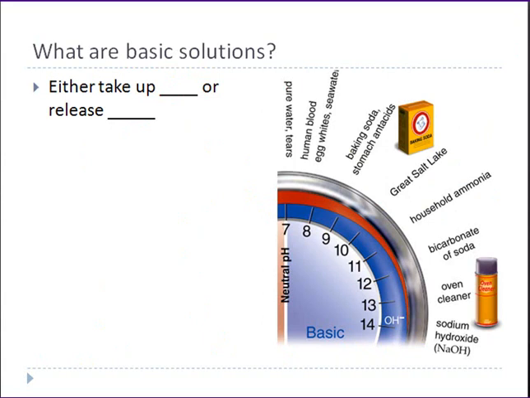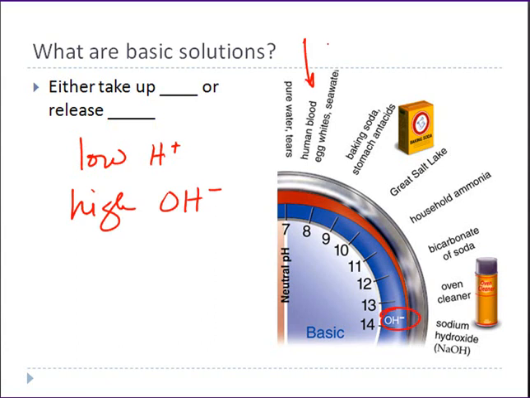Okay, now what about basic solutions? Basic solutions, by definition, have a very low amount of hydrogen ions. So for example, since they have a very low hydrogen ion concentration, they tend to have a relatively high hydroxy concentration. Lots of OHs. For example, human blood is slightly basic. It has a pH of about 7.3 to 7.4 roughly. Ammonia that you might use around your house to clean with has a pH of 11.